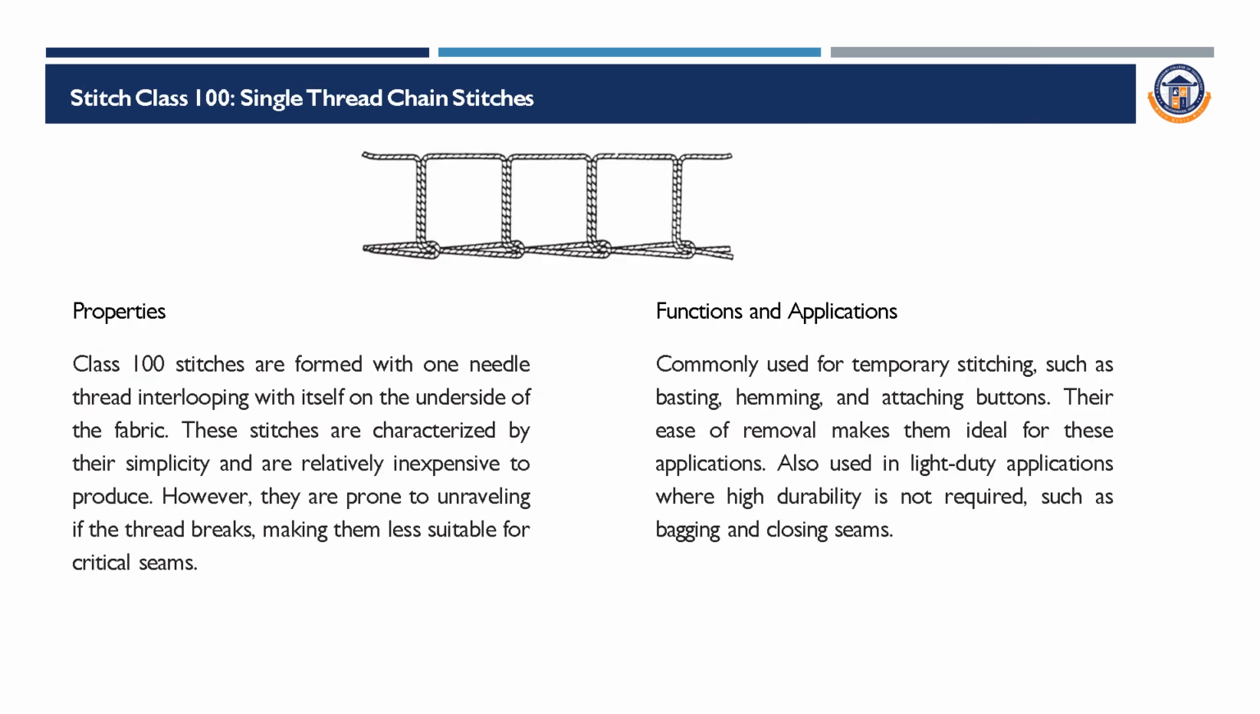Stitch class 100, single thread chain stitch. Properties of this particular stitch: class 100 stitches are formed with one needle thread interlooping with itself on the underside of the fabric.